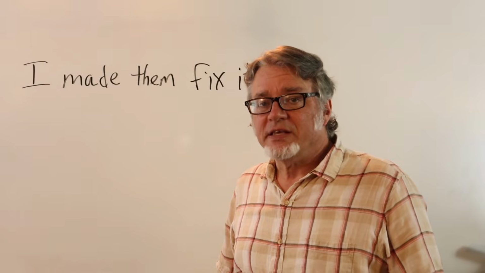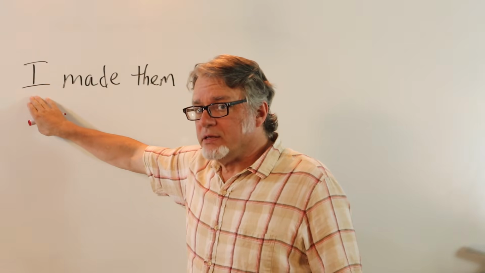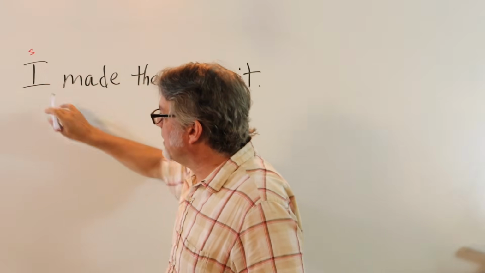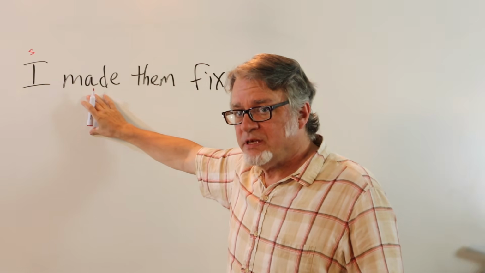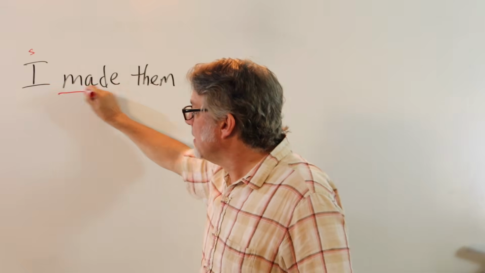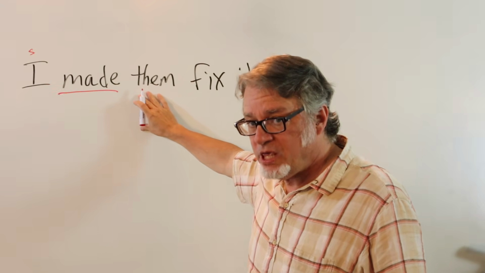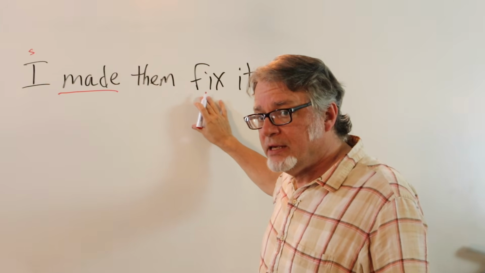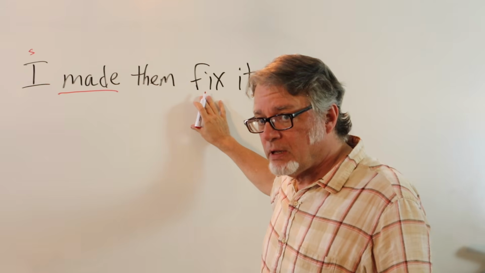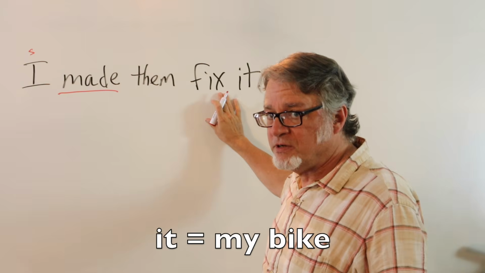In all of these examples, I'll use I as the subject, and then here is the causative verb. We'll keep this in the past tense. And then here is an object pronoun. These are people. And then this verb is in the simple form. And then there's an object here. This is the object of this verb.